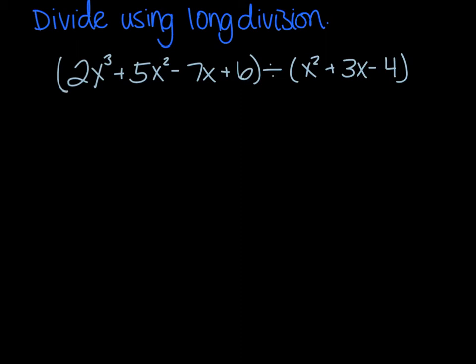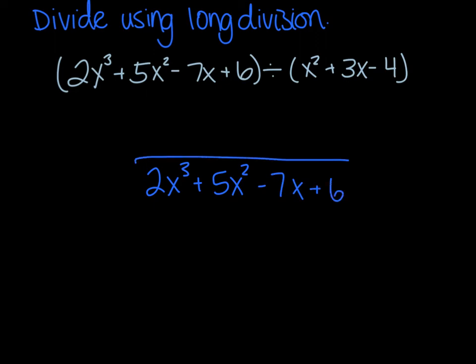Okay, so here we're just going to divide using long division again. So just another example. We have 2x cubed plus 5x squared minus 7x plus 6. And we want to divide that by, now we have a quadratic we're dividing by, x squared plus 3x minus 4. So even though our outside term here is bigger, the process is still the same. We're still asking ourselves, what does this first term here, so we're only looking at our x squared, how many times does x squared go into 2x cubed? So what times x squared gives us 2x cubed? And we know that 2x times x squared gives us 2x cubed.